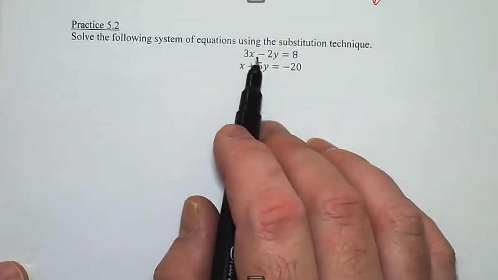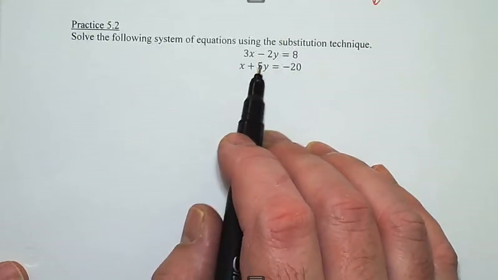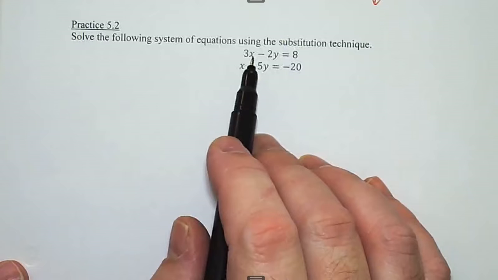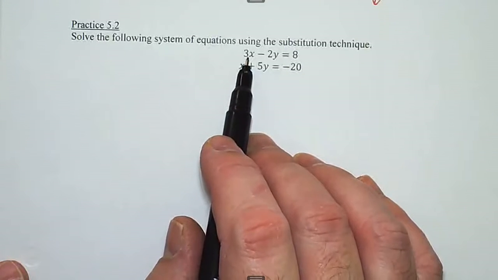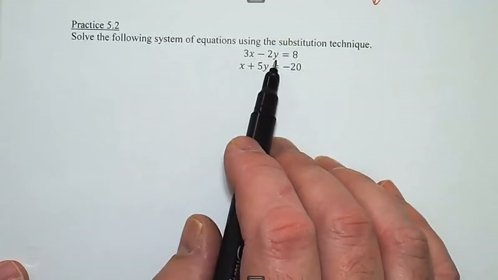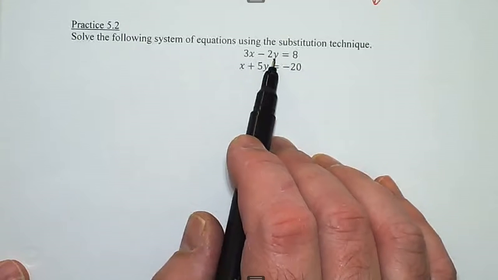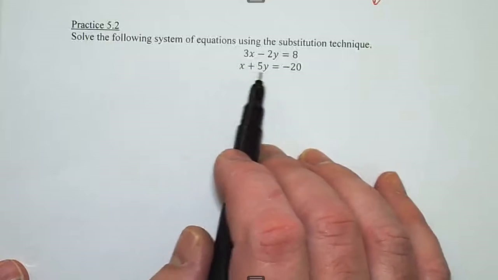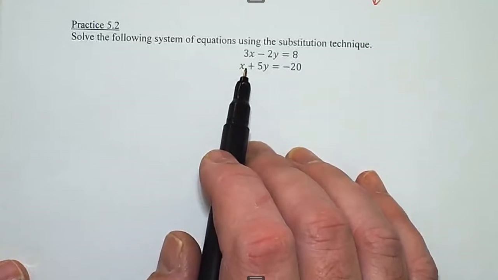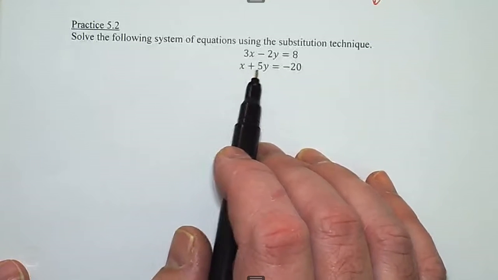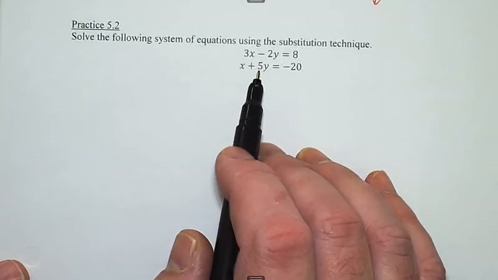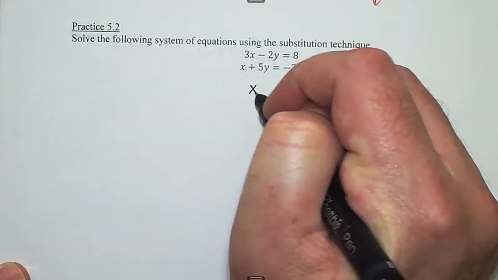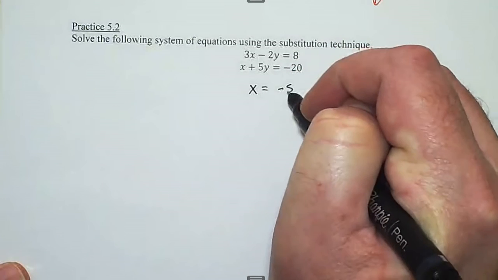So I want to get one of these equations solved for a letter, and I need to pick the easiest one to solve for. So if I solve for this x, I'd have to divide by 3. If I solve for that y, I'd have to divide by negative 2. If I solve for this y, I have to divide by 5. So clearly, solving the bottom equation for this x is the only one where I don't have to divide. And I don't want to divide because dividing causes fractions, right? So if at all avoidable, we want to avoid it. Sometimes you can't.